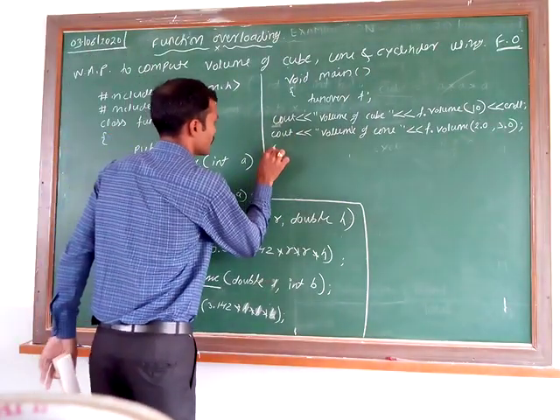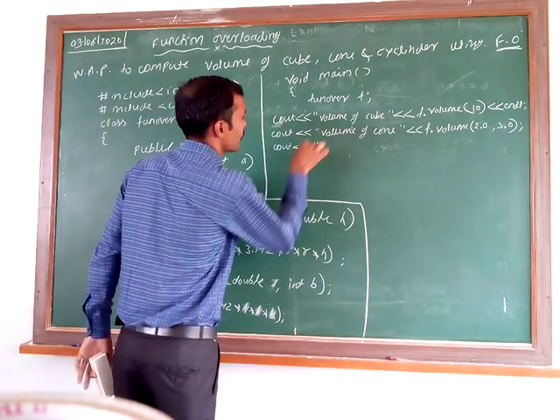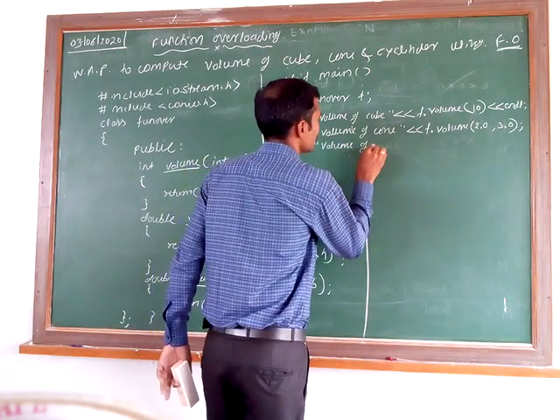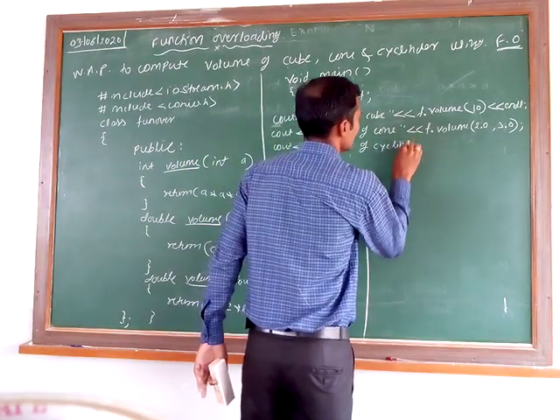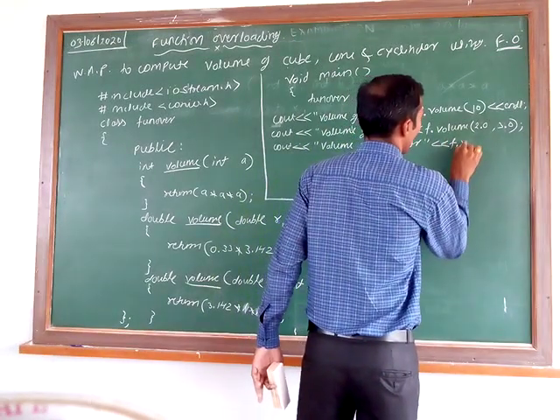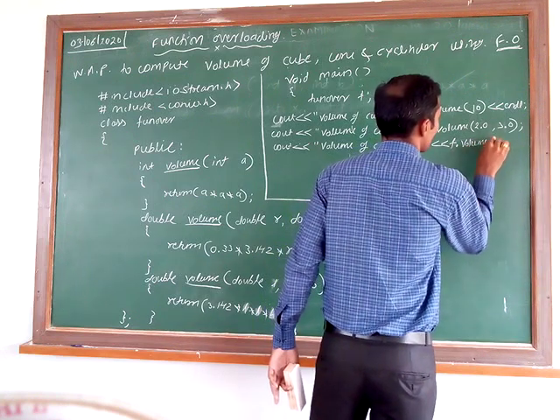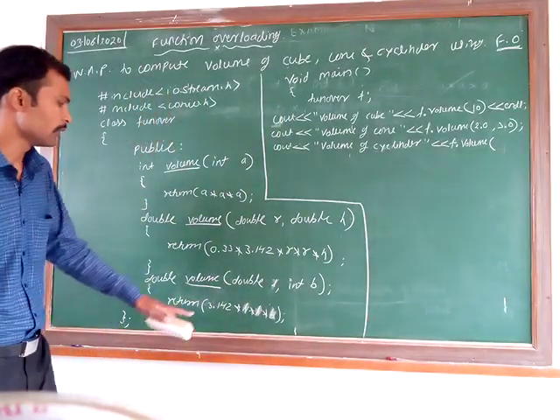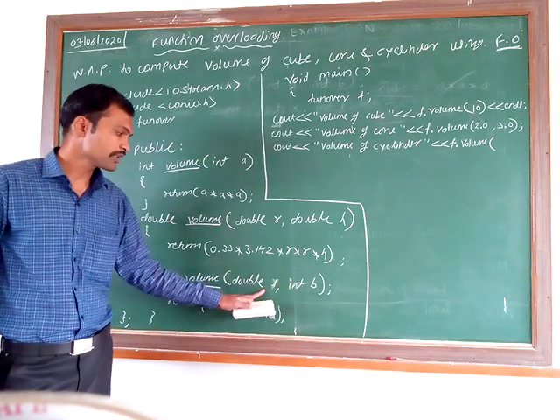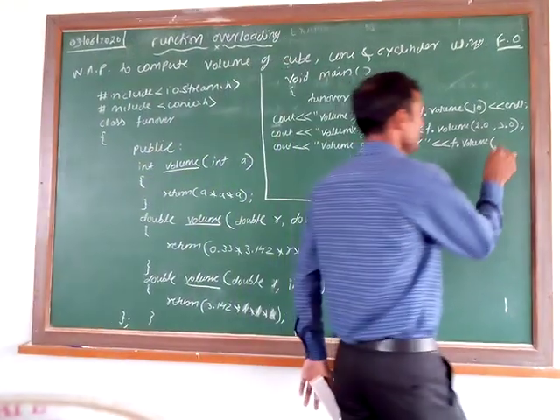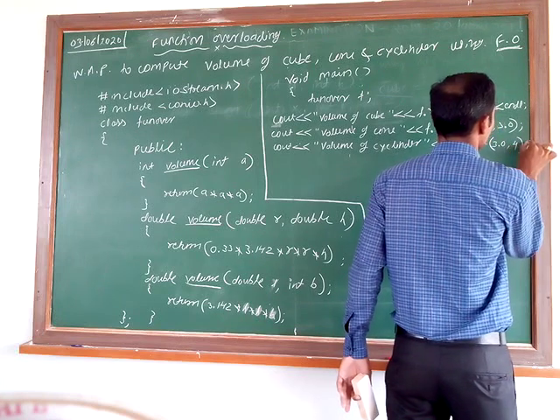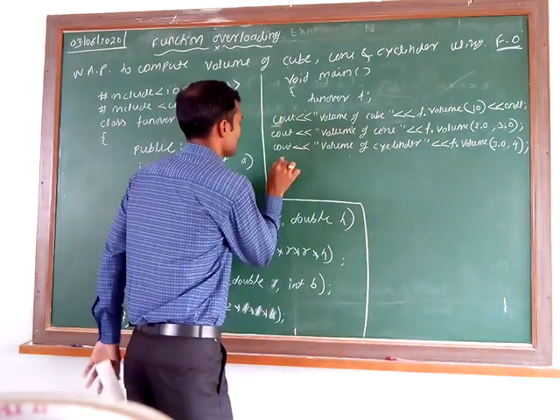And last one, cout, value of cylinder, f dot value. Here I have to give again two variables, that is double L and int B. One is with fraction, second is without fraction. So for example, 3.0 comma 4, then return 0.